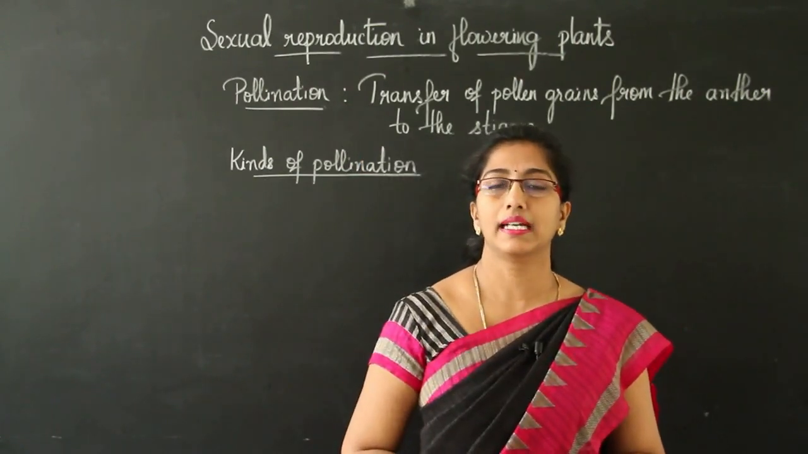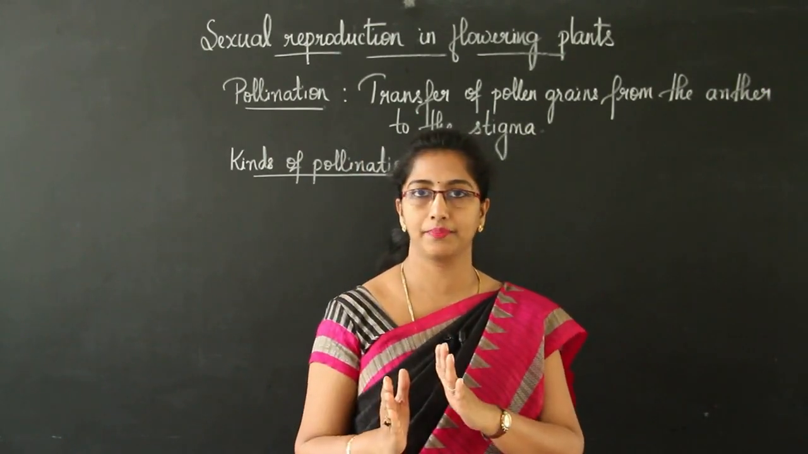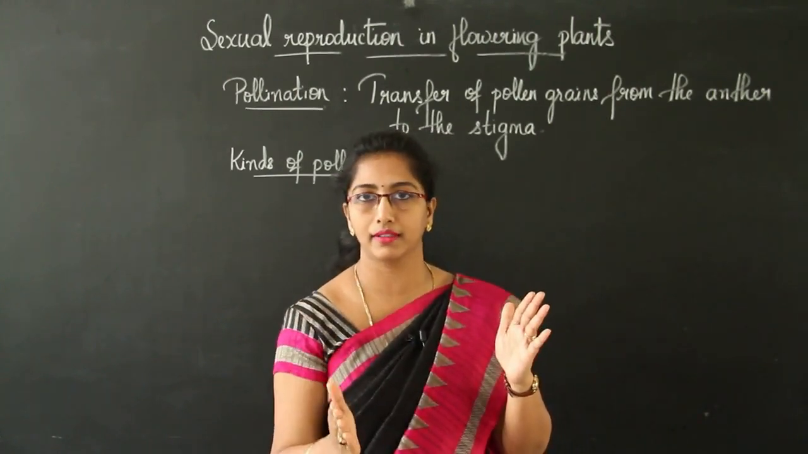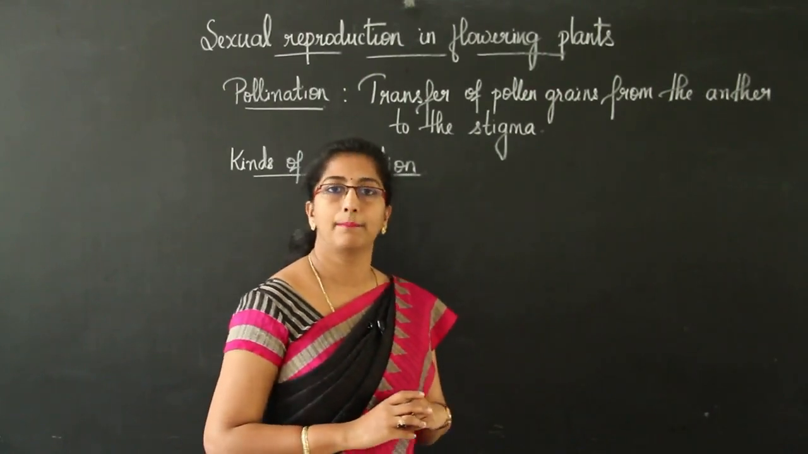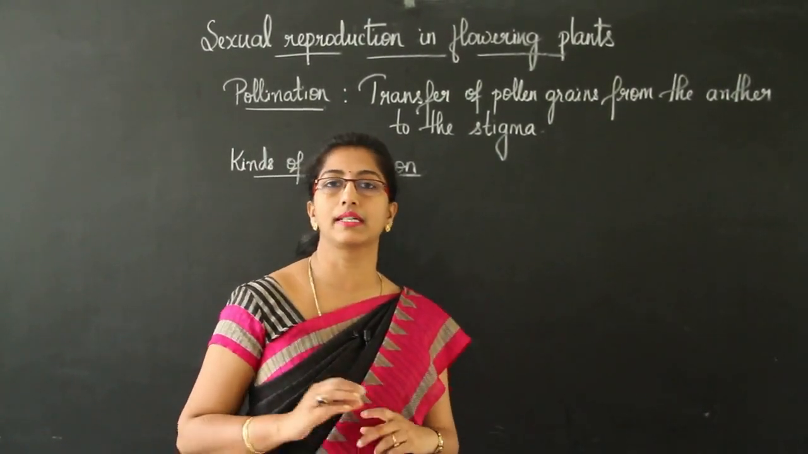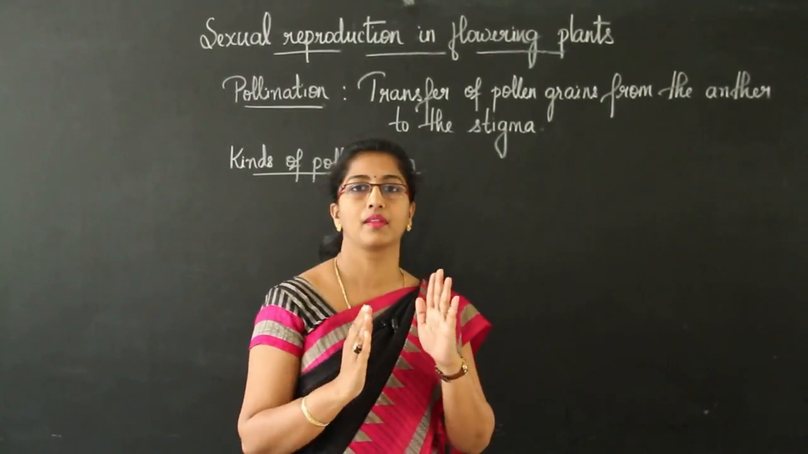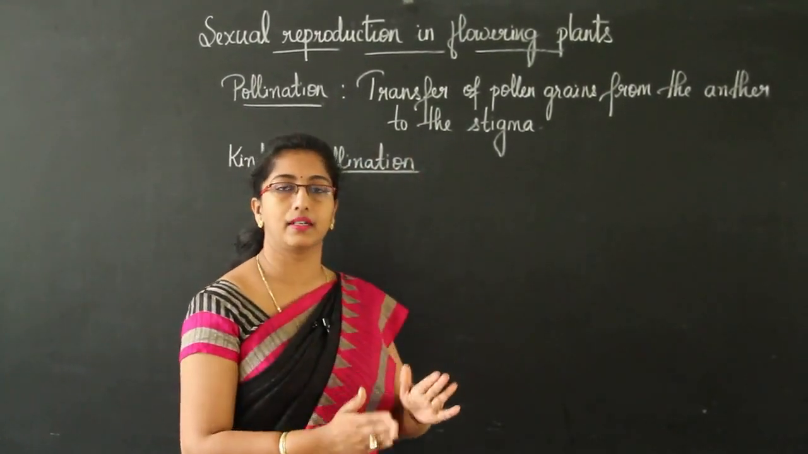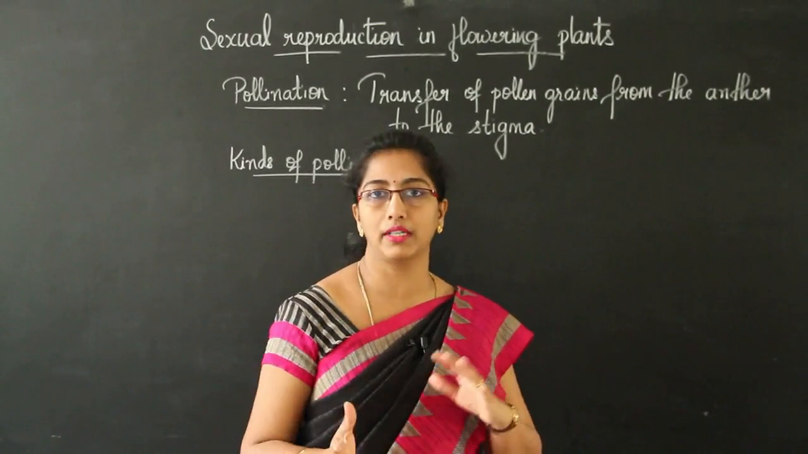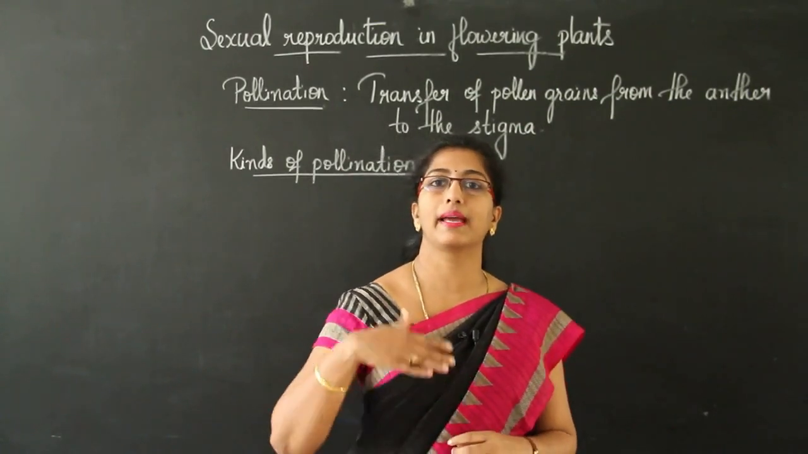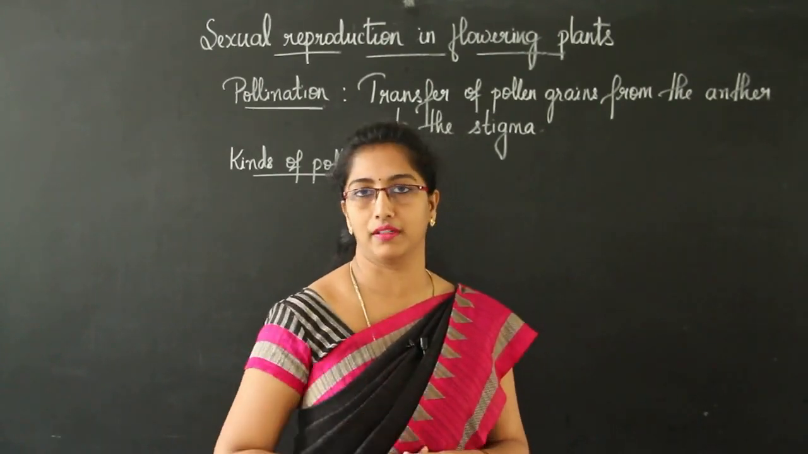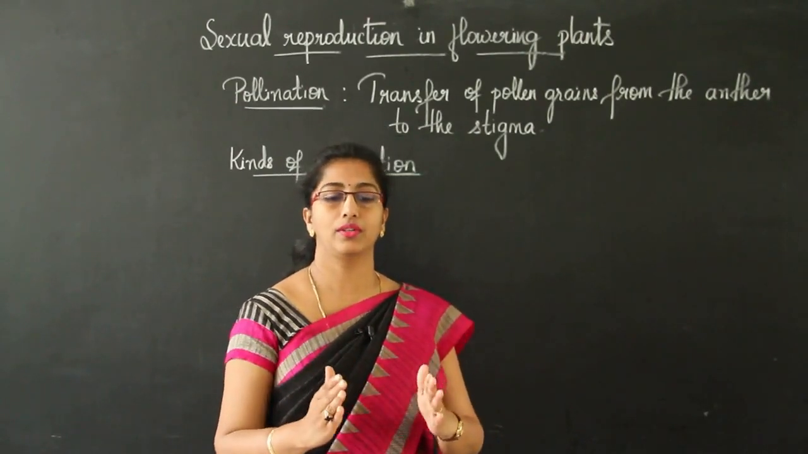Pollination is the transfer of pollen grains from the anther to the stigma. So this can be a 1-mark question. A definition can be asked: what is pollination? Pollination is the transfer of pollen grains from the anther to the stigma. For achieving this pollination, plants have to depend on some external agents. About those external agents we will study further. So now I have told you what pollination is.